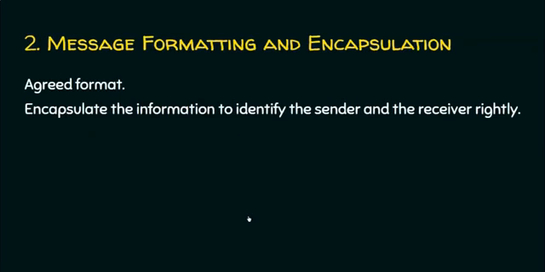We shall see the second element of the protocol, that is the message formatting and encapsulation. Both sender and receiver must mutually agree upon certain formats, which we call formatting. At the same time, when the receiver receives some data, it should identify who has sent this data. We are going to add some information with the data in order to identify the sender and the receiver. So we are not going to just send data as such. We are going to encapsulate certain things like the source information and the destination information with the data, so that the right sender and the receivers are identified.